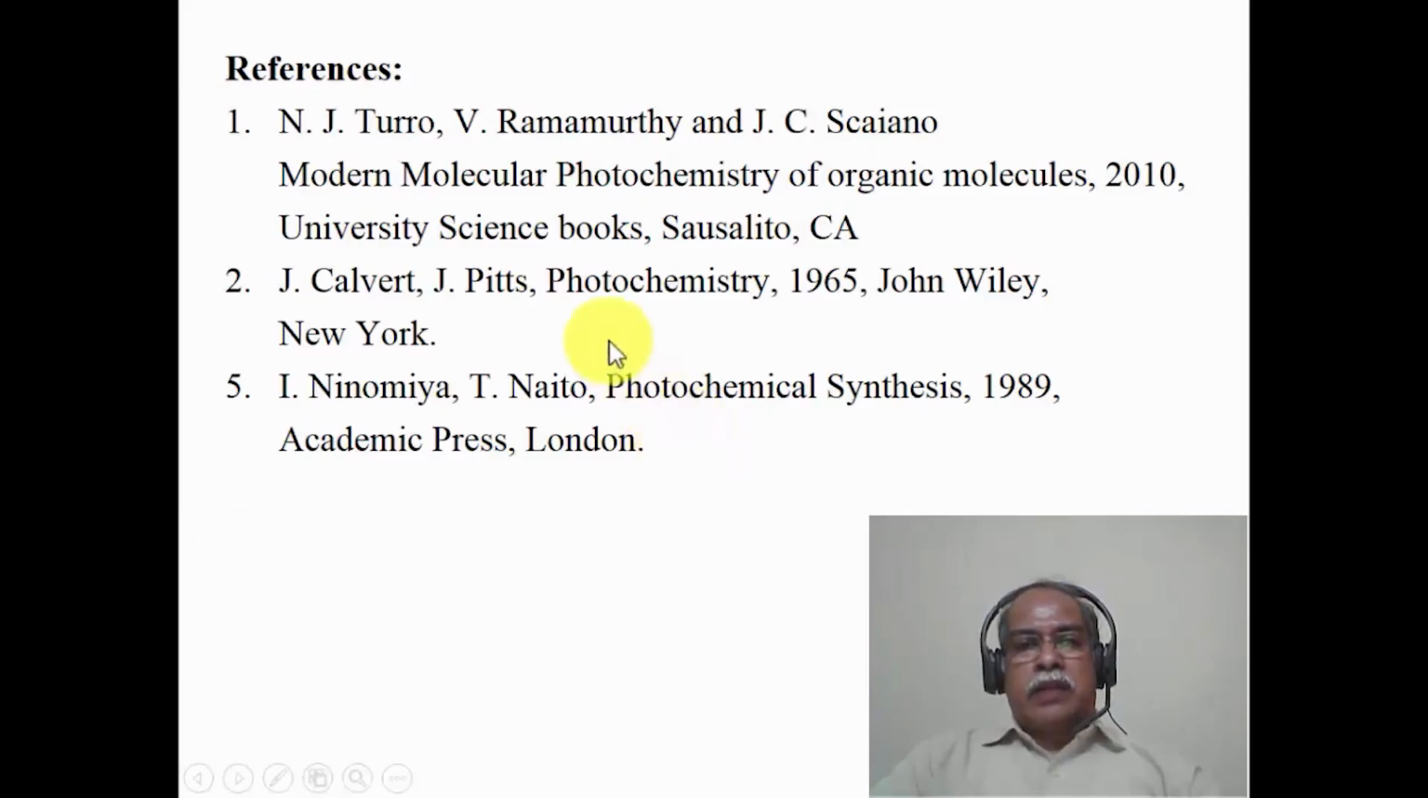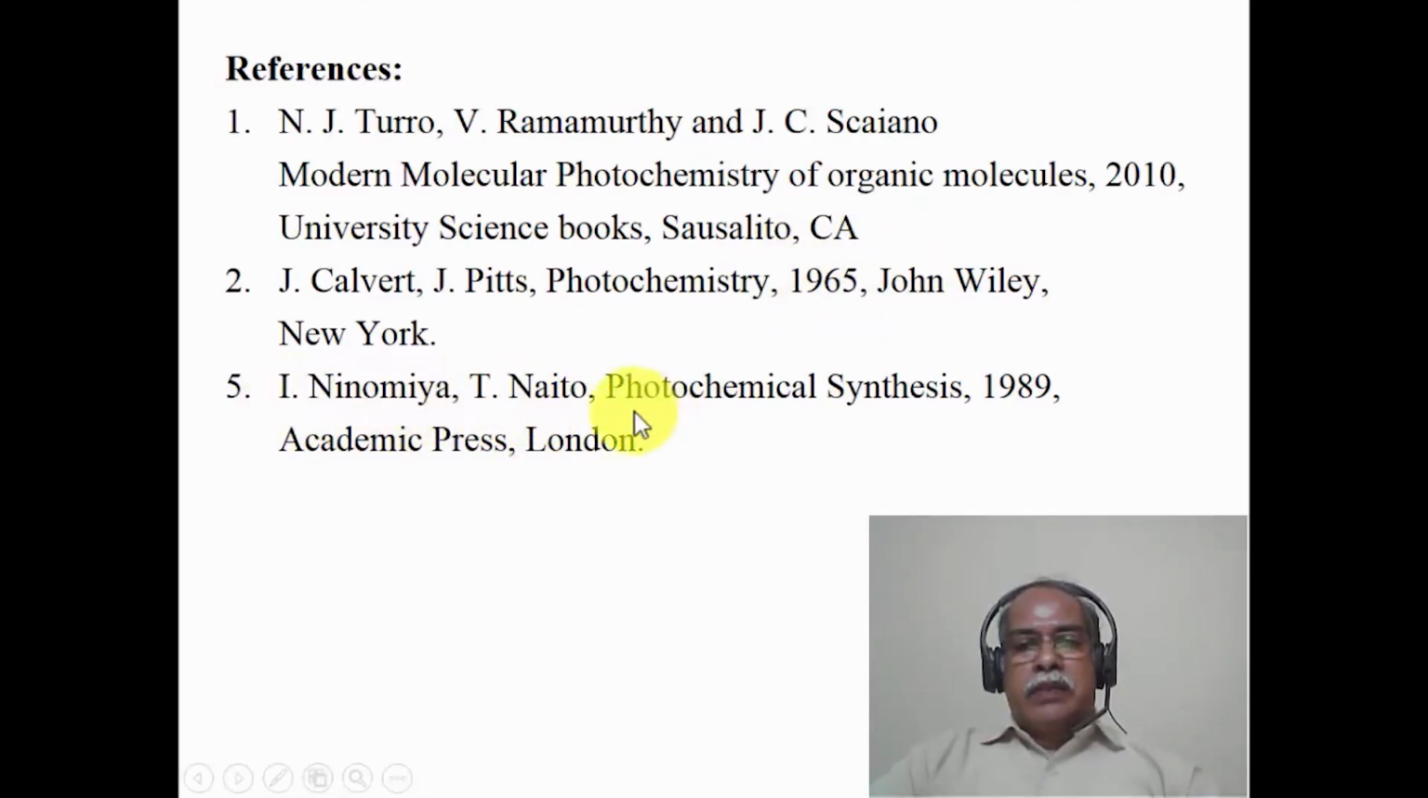Now, the resources for these particular photochemistry modules are the book by N. J. Turro, Ramamurthy, and Scaiano. This is Modern Molecular Photochemistry of Organic Molecules, a very recent book. Exhaustive information is available in this book. It's a fairly bulky book to read, nevertheless a highly informative book. Many examples are taken from this particular book. Calvert and Pitts' book is a very classical photochemistry book. It's a very old book. It is out of print, probably not easy to get.